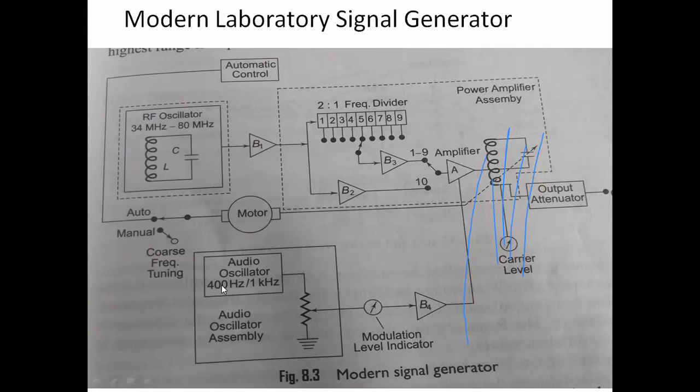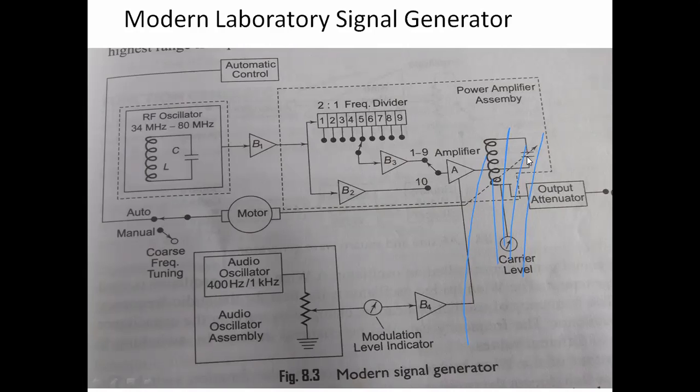And see here, this is the audio oscillator, which has a range of 400 Hz or 1 kHz. This audio frequency range is generated by using the audio oscillator. This audio oscillator signal is sent to the B4 buffer amplifier, and it is connected to an amplifier. Here these two signals will be modulated in the amplifier section, and that is given to the output attenuator.